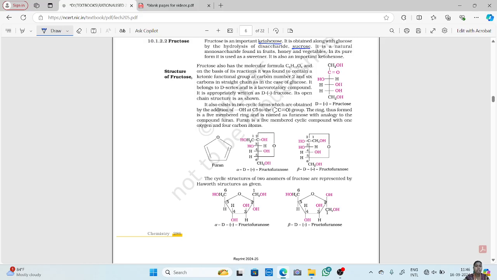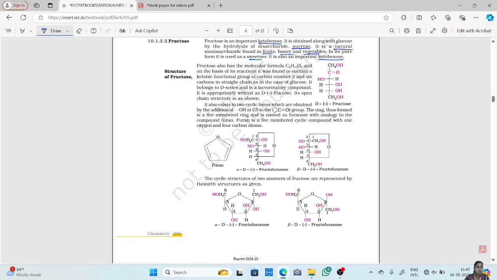As I already told you, it is a product of hydrolysis of sucrose. Along with glucose we get fructose. Glucose is an aldohexose, whereas fructose is a ketohexose. It is a natural monosaccharide found in fruits, honey and vegetables. It is a natural sugar. In its pure form, we use it as a sweetener. It is also important as a ketohexose.